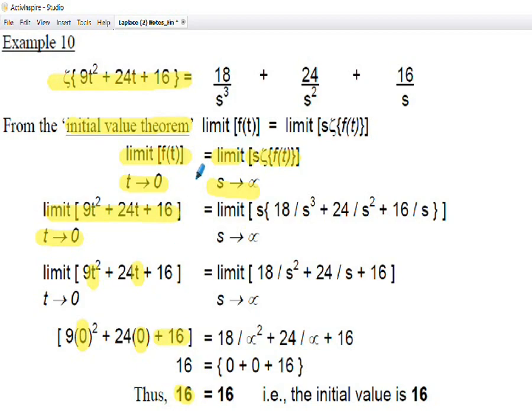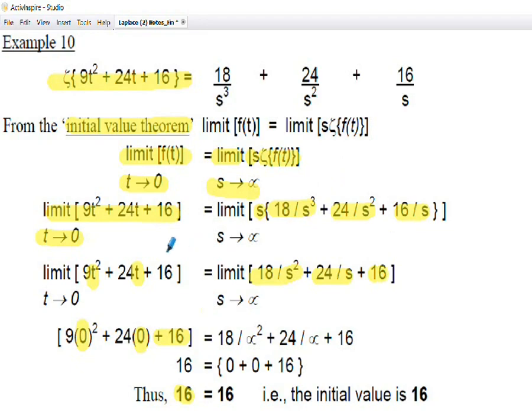If I go back onto the right hand side of the equation, I'm going to expand the bracket with the value of s here. So I've got s times 18 divided by s cubed, so that simplifies to 18 upon s squared. I've got s times 24 divided by s squared, that simplifies to 24 upon s, and I've got 16 divided by s times s, that simplifies to 16.